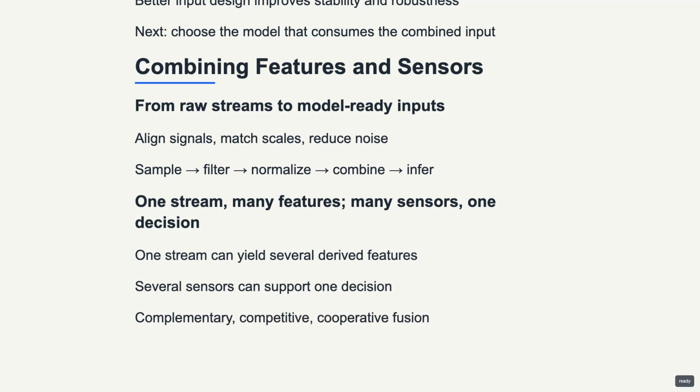Different fusion patterns serve different goals. Some inputs describe different sides of the same event. Some compete to estimate the same event, and some only make sense when the joint pattern is considered together. The implementation should match that structure instead of forcing every case into the same mold.